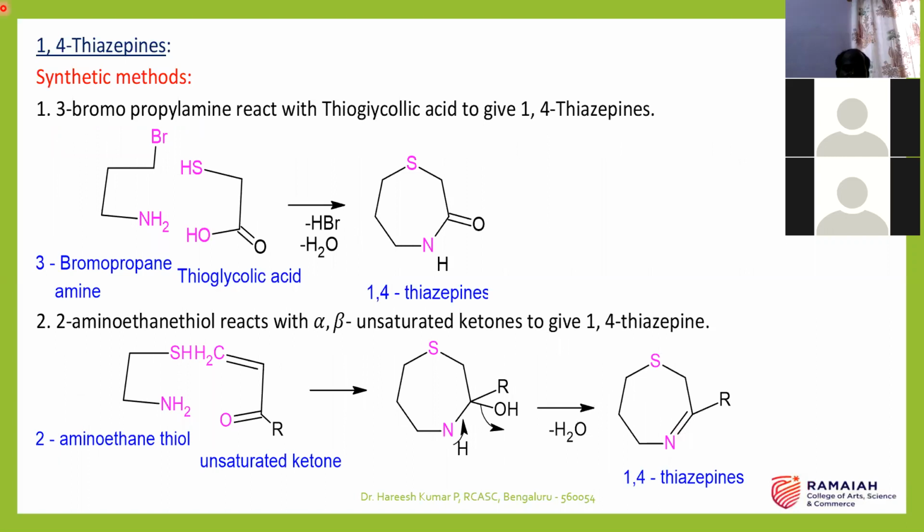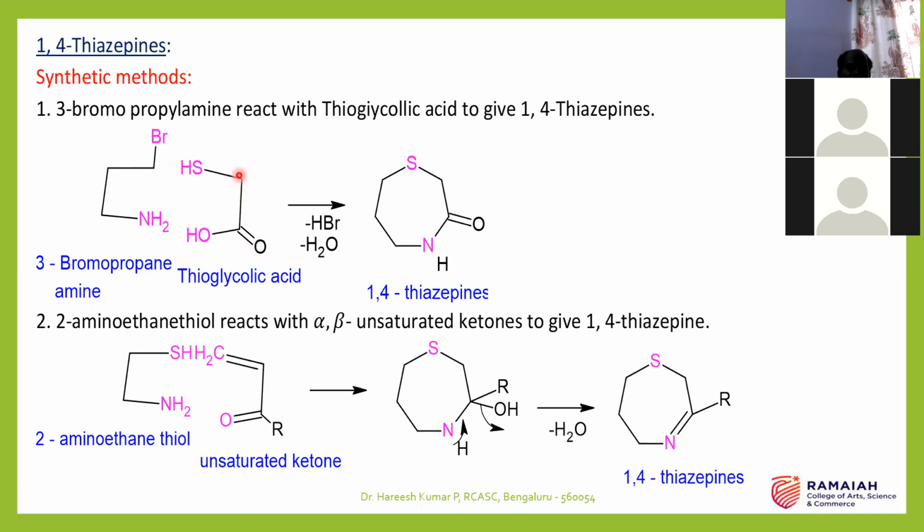The next slide is about the 1,4-thiazepines. Here, you can observe that sulfur and nitrogen are at the 1,4 position: 1, 2, 3, 4, the fourth position. So how are the 1,4-thiazepines obtained? You know that this is the bromo and this is the amino group. 3-bromopropylamine, when it is treated with thioglycolic acid. This is called thioglycolic acid.